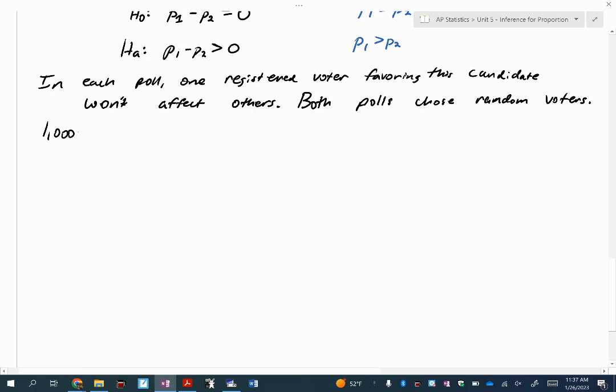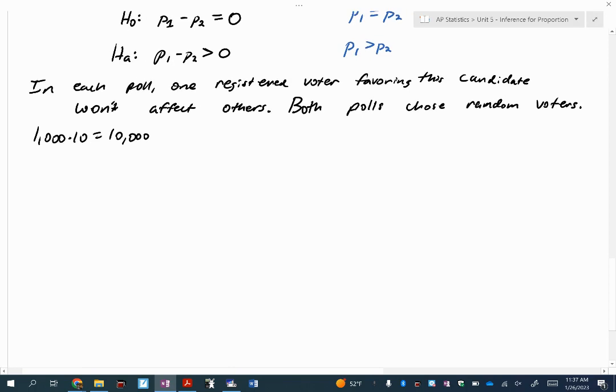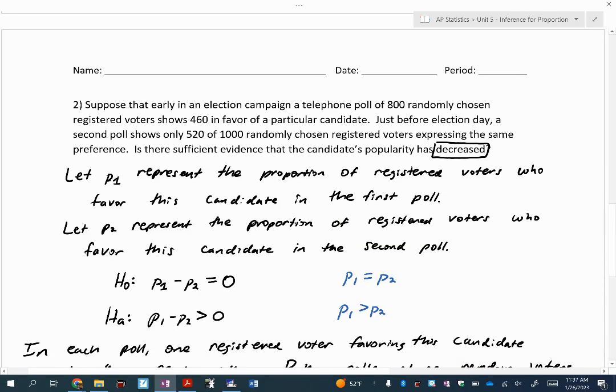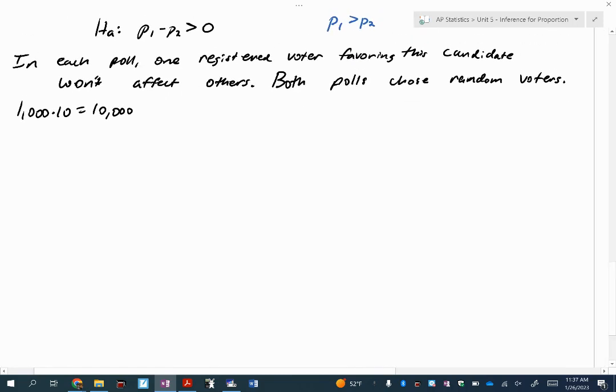So what's 1,000 times 10? 10,000. Do we know where this city is? No, we don't know. Does it say city? Does it say state? We have no idea what they're doing here. So we're just going to have to assume what about this place? More than 10,000 registered voters. So there are more than 10,000 registered voters. All right. If that's true, then our sample size is not too large.